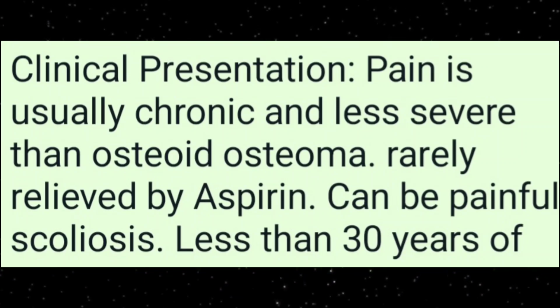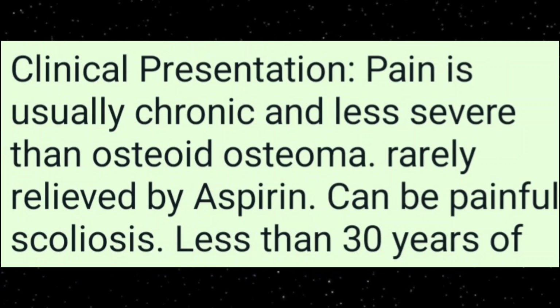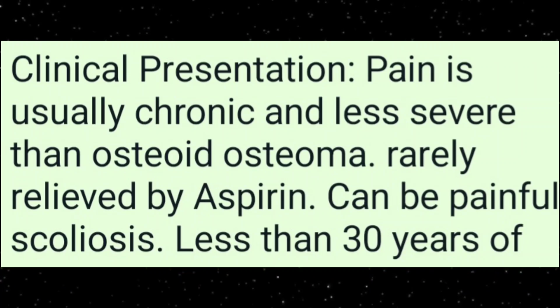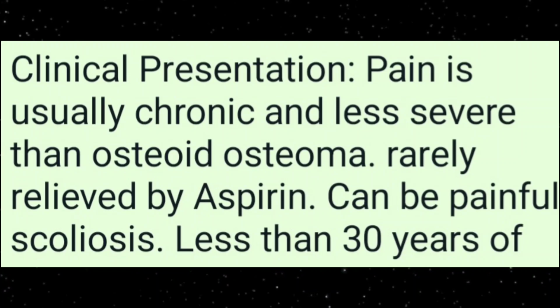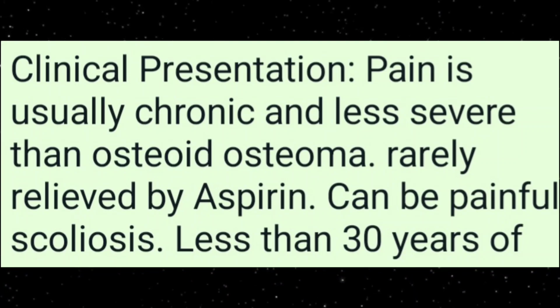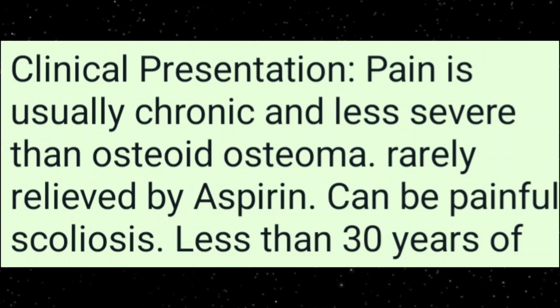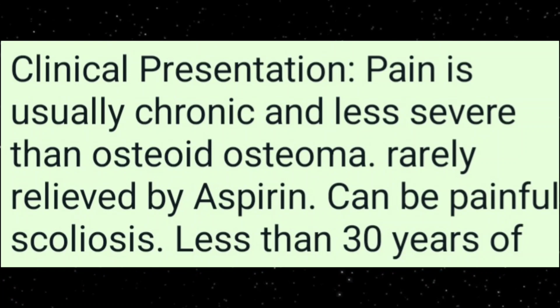Osteoid osteoma can produce prostaglandin, which is why it is relieved by aspirin, but this is not a characteristic of osteoblastoma. Osteoblastoma would cause pain, but it would be less severe and chronic, usually seen in patients less than 30 years of age, associated with painful scoliosis.